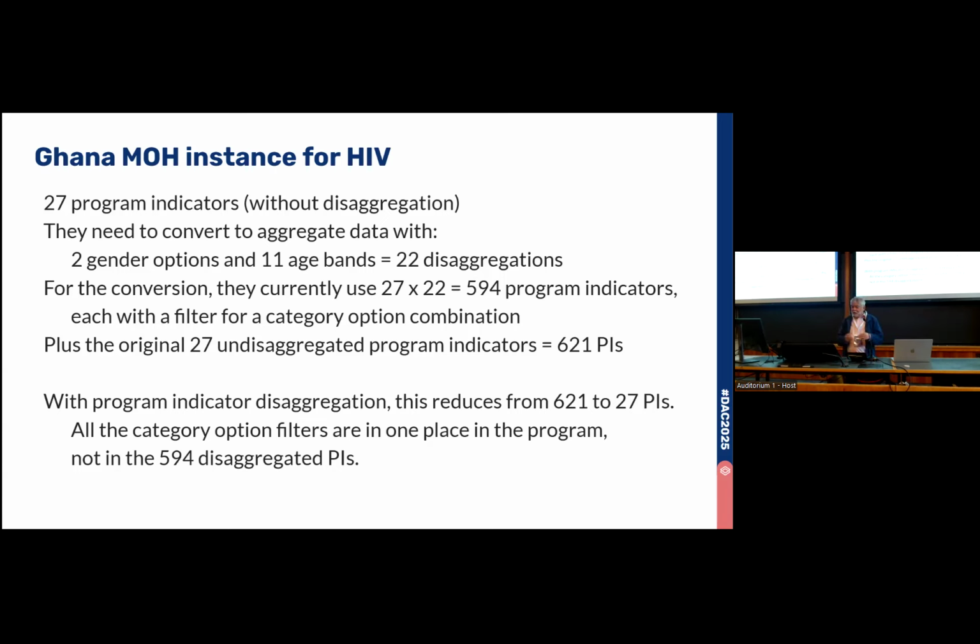So they're going to have 27 program indicators in this part of the system instead of 621, because they had the 594 with disaggregations. They had another 27 that showed the totals. I'm going to hand it over to my colleague Oswald, who I've been working with this past week to try to get some of this prototype on a sandbox system with real data.